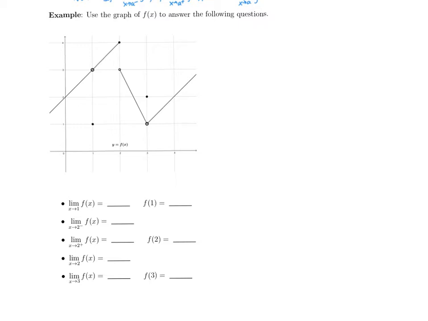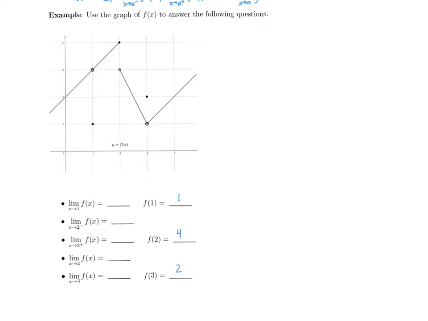So let's see here. Let's go ahead and first fill in the function values. So f of 1, f of 2, and f of 3. So f of 1 would correspond to this closed circle. So f of 1 is 1. f of 2 would correspond to the closed circle here, so that would be 4. And f of 3 would correspond to the closed circle at the point 3, 2.